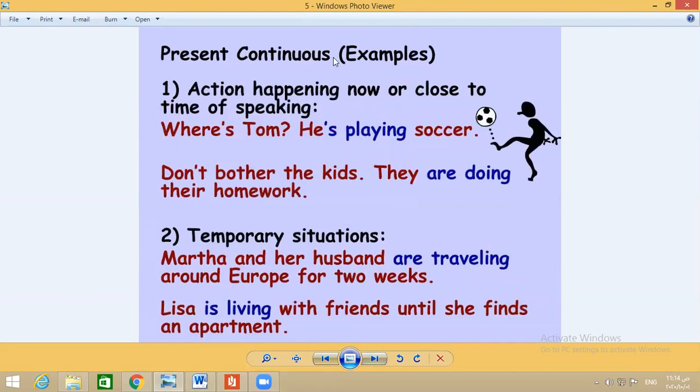Okay, let's go to the present continuous examples. Where is Tom? He's playing soccer. Don't bother the kids. They are doing their homework. These actions are happening now or close to the time of speaking. Let's go to some temporary situations. Martha and her husband are traveling around Europe for 2 weeks. Lisa is living with friends until she finds an apartment. So these two actions are temporary, not permanent.